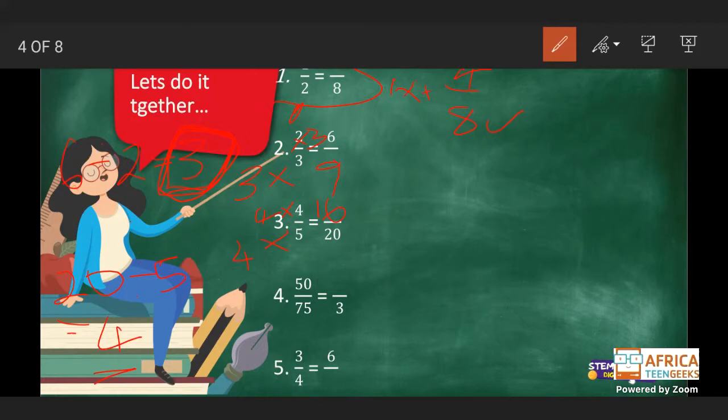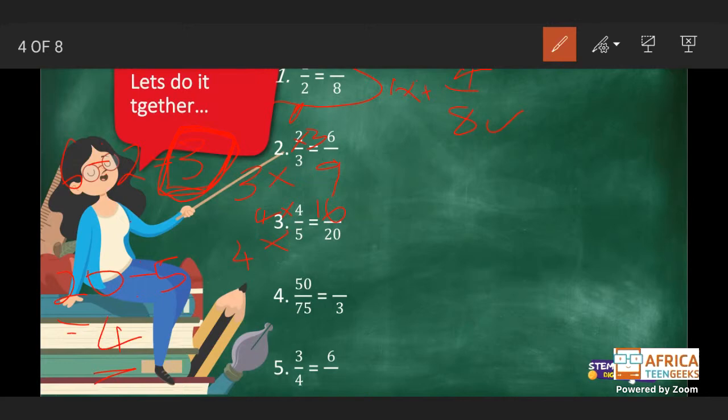So number 4, we have 50 over 75, which is equivalent to something over 3. But then we don't know our numerator. They only gave us our denominator, right? So in this case, you can see that they simplified the fraction.